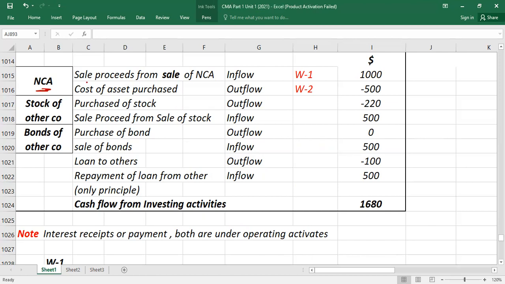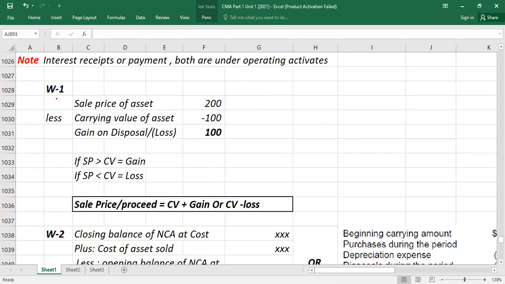When you sell any non-current asset, obviously you will receive cash, so that should be recorded as an inflow. So what's written here? Proceeds from sale of non-current assets. You have to write the sale price, not only the gain or loss. Sale proceeds will include the effect of gain or loss also. But sometimes it refers to working one. Maybe the sale price is not given in the question. So how can you calculate it then? Look at working one.